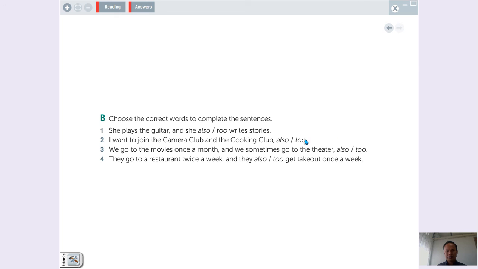Number 2, I want to join a camera club and a cooking club too. At the end of the sentence, it will be to. We go to the movies once a month, and we sometimes go to the theater too, because it appears at the end of the sentence. That's the point. The key concept is to look at the sentence and the position of also and to. We use to at the end of the sentence. But if you want to add extra information about an activity in the sentence, we use also.